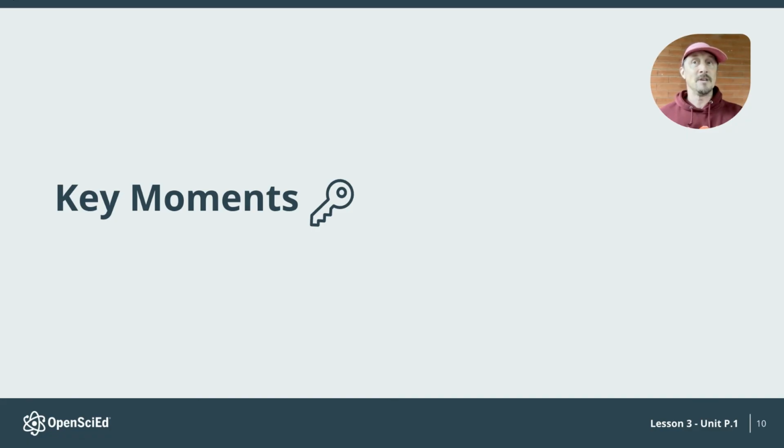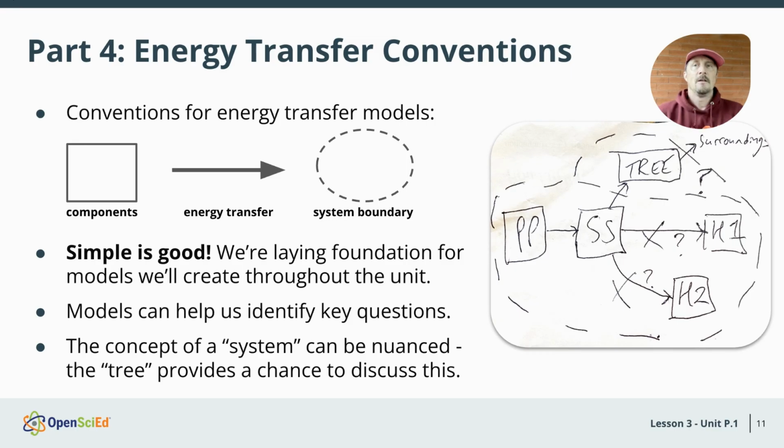I'd like to highlight a few key moments from these 3 days. First, this is what an energy transfer model might look like early on. We put components in boxes. Energy transfer is shown with an arrow from one box to another, and then we bound the system using a dotted line. Simple is good here. We do not want students spending a lot of time making detailed pictures of houses and power plants. We want students to draw these diagrams quickly and focus on energy transfer.